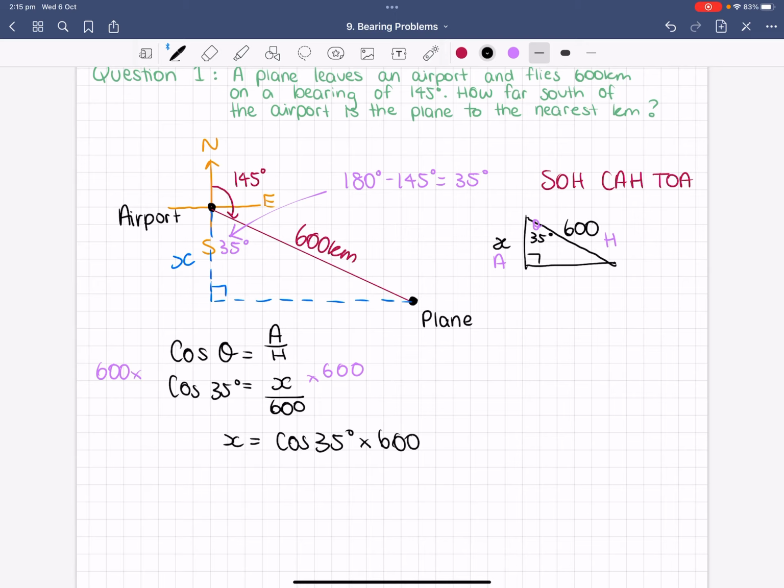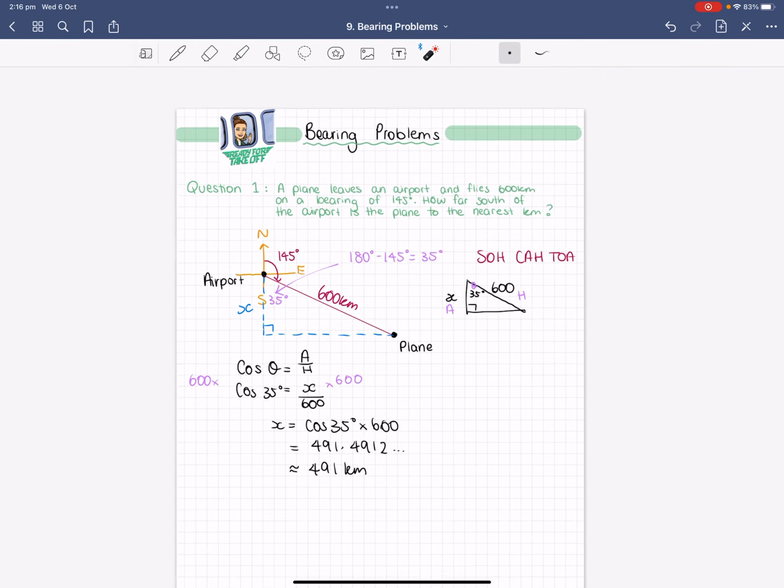Put that into your calculator, and you roughly get 491.4912, and we want it to the nearest kilometer. So that's approximately 491 kilometers, which makes sense. We need this distance to be shorter than 600, because 600 is the hypotenuse, which means it's the longest. So then, therefore, it's that many kilometers south of the airport.